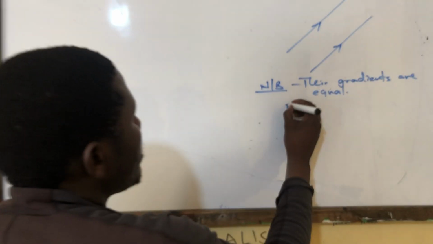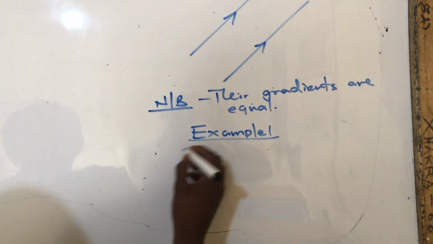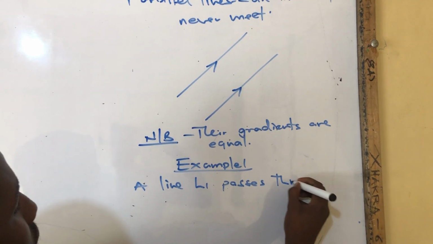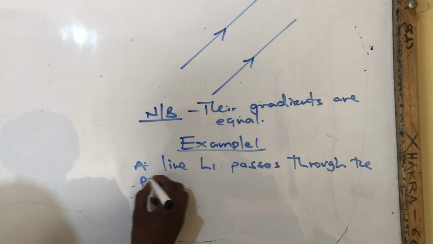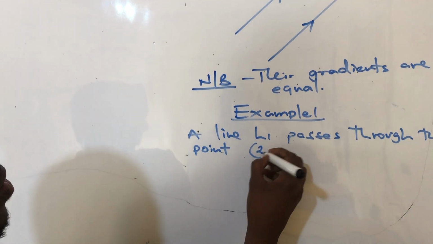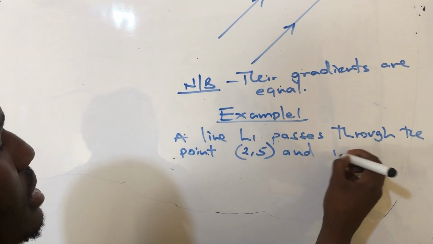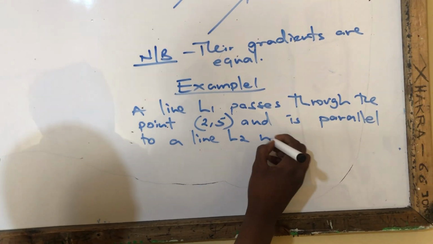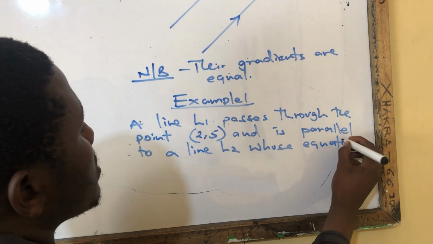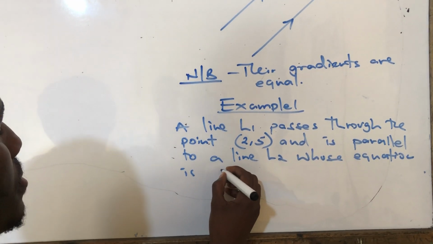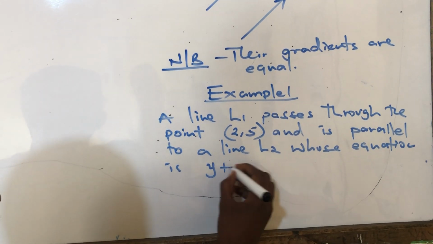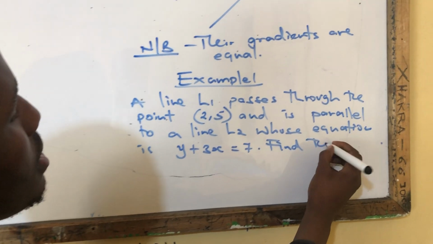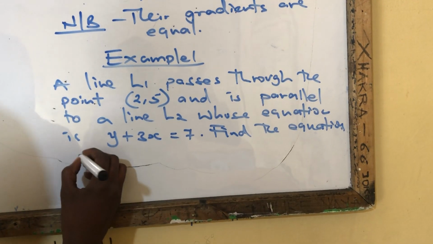I want us to consider this example. A line L1 passes through the point (2, 5) and is parallel to a line L2 whose equation is y plus 3x is equal to 7. Find the equation of L1.